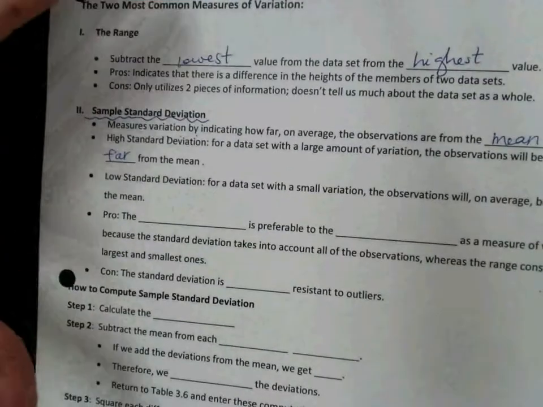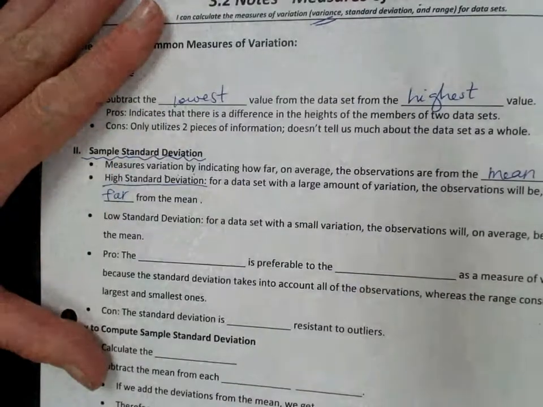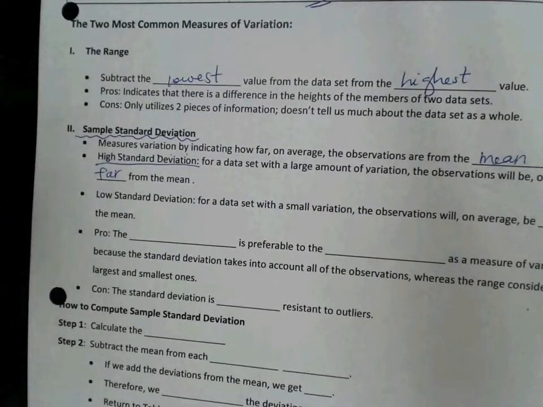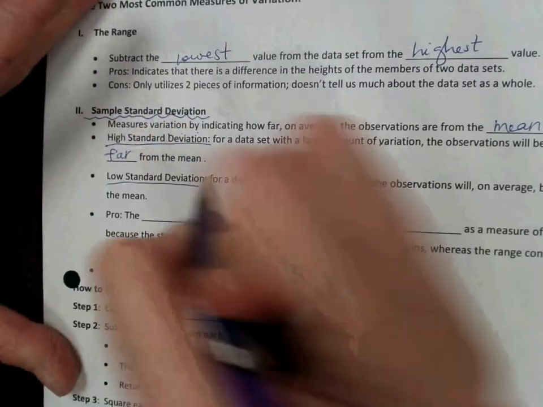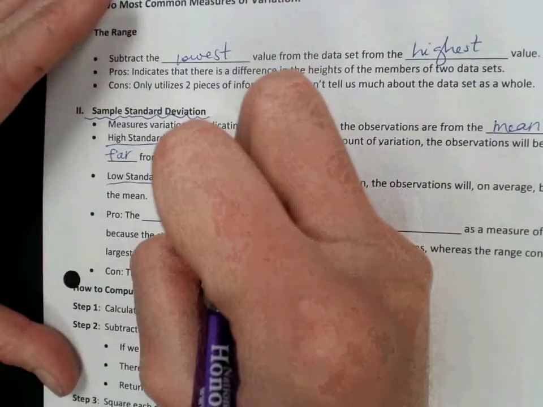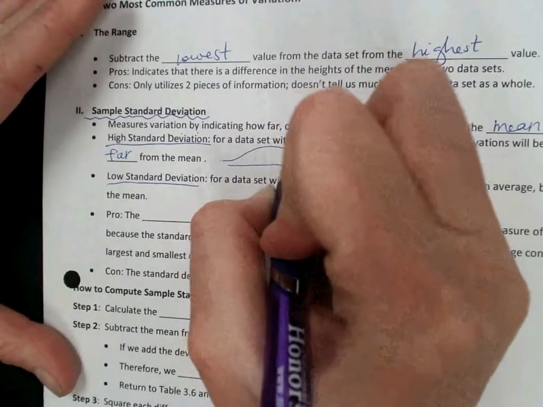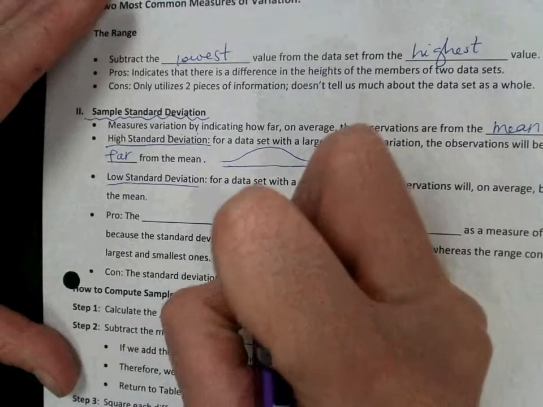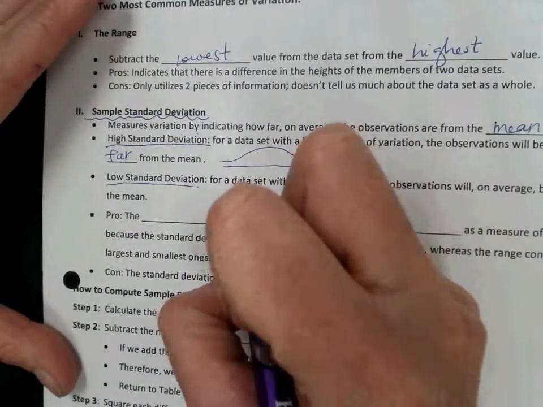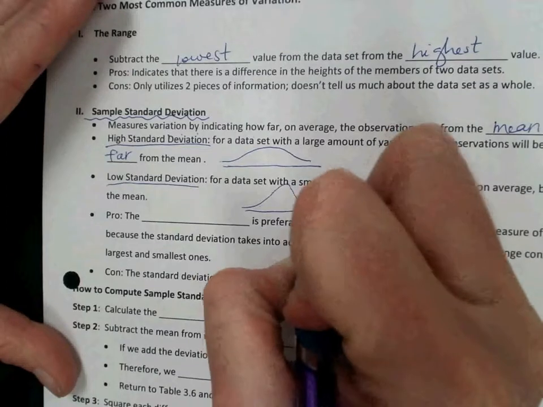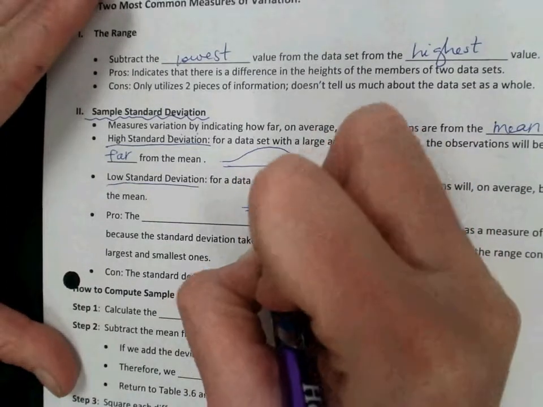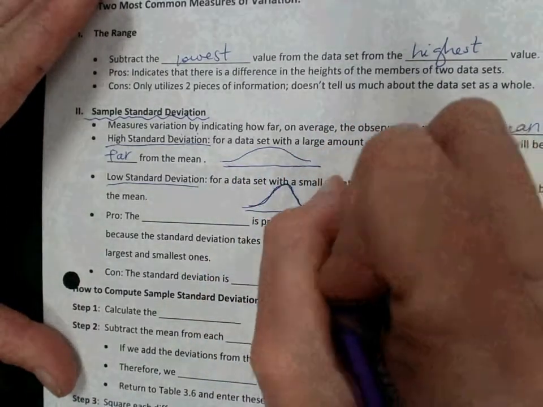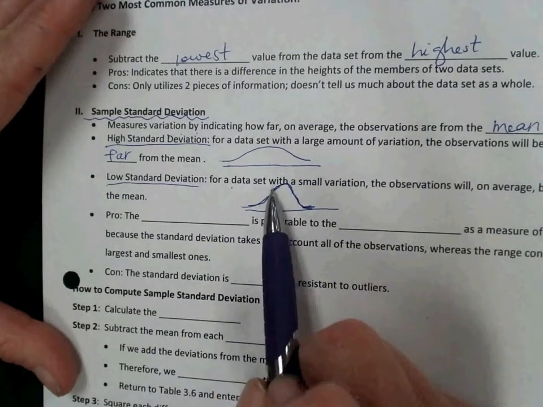That should be in your notes from yesterday. Raise your hand if you have high standard deviation in your notes. Good. Low standard deviation, on the other hand, let's draw our little picture for high standard deviation. That's the bell curve that is spread out, and then the low standard deviation, that's where it's a steeper slope. For a data set with a small variation, the observations will on average be close to the mean.